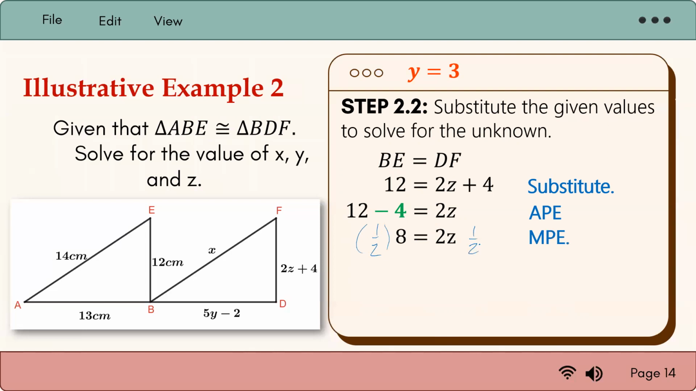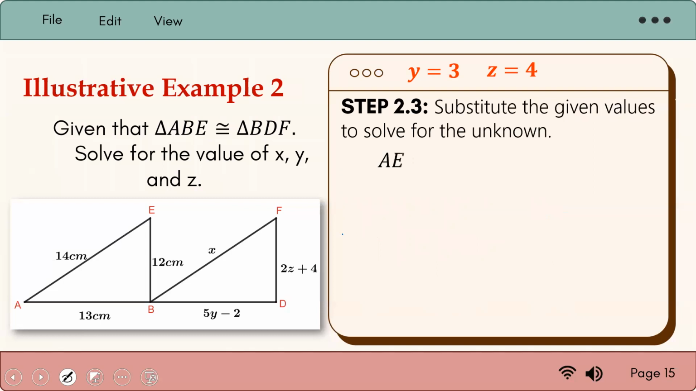Sir, question, where do you get the number that you have to multiply on both sides? Whatever the coefficient of the variable is, just reciprocate it. For example, here the coefficient is 2. Reciprocate the 2, that becomes 1/2, and then you multiply it on both sides. You'll get z is equal to 4.